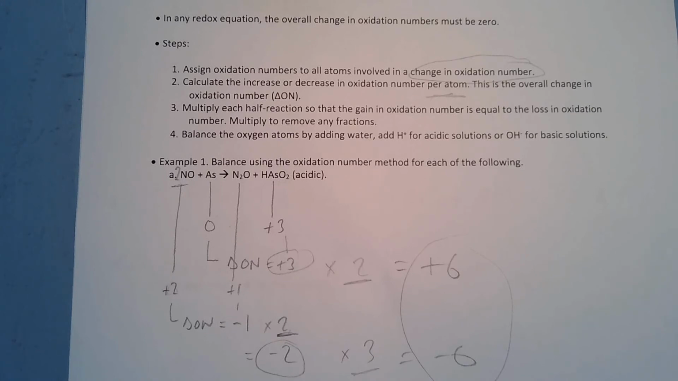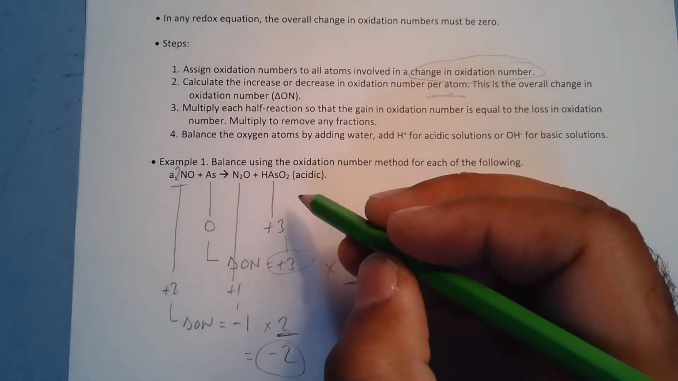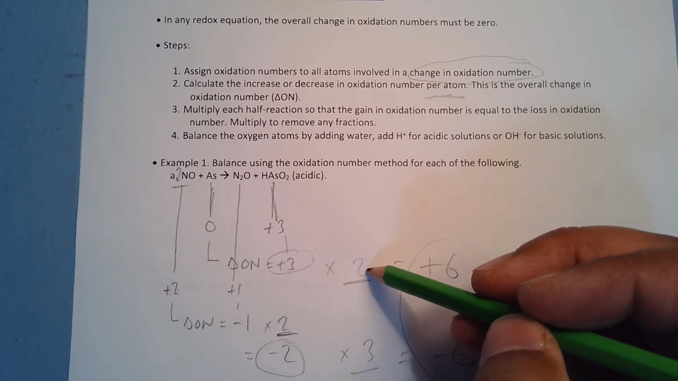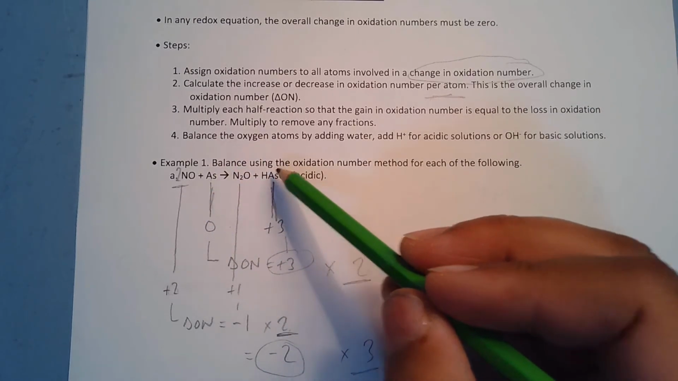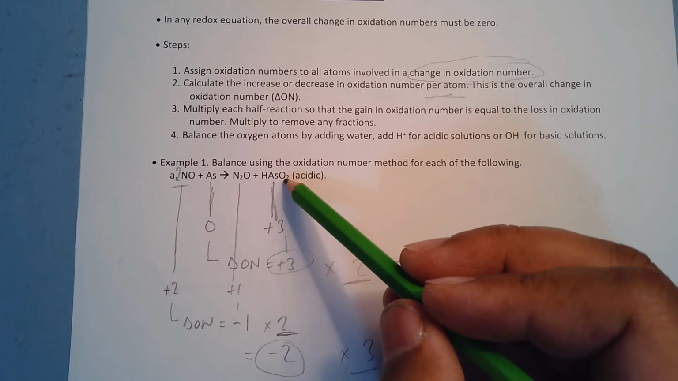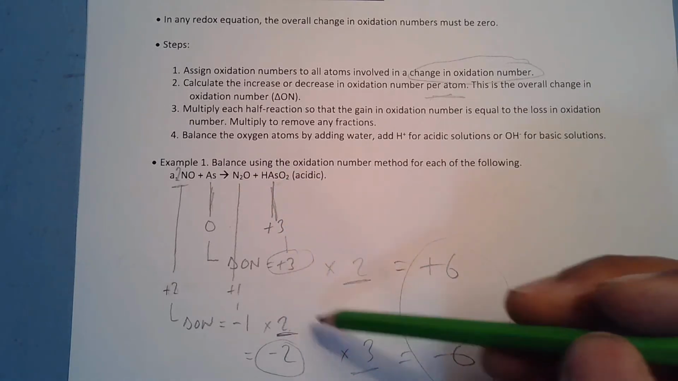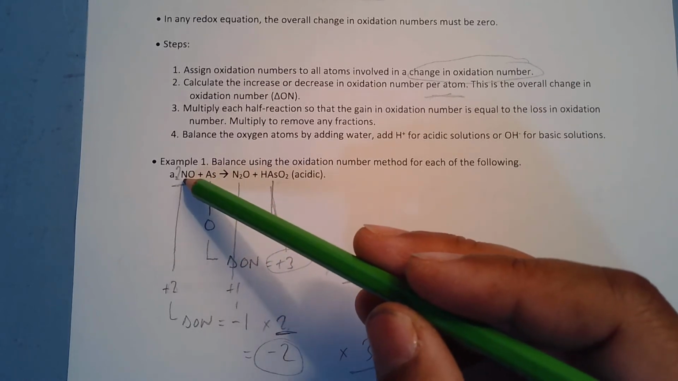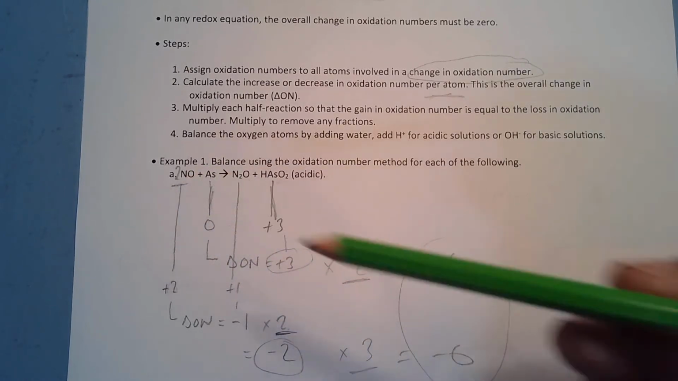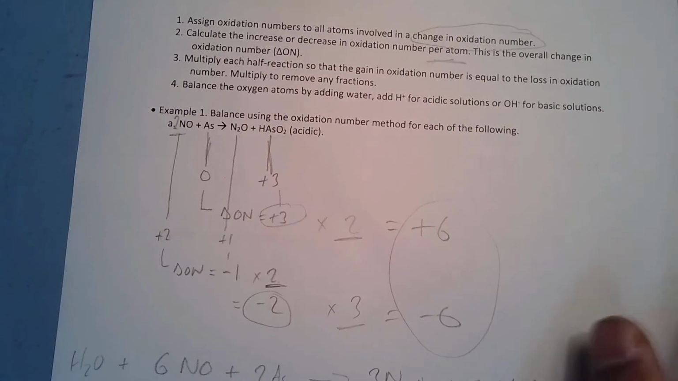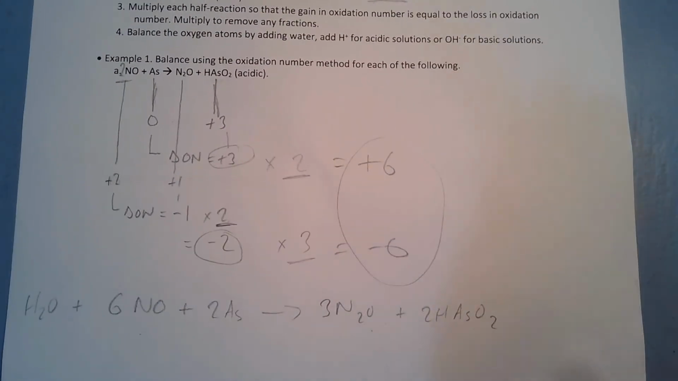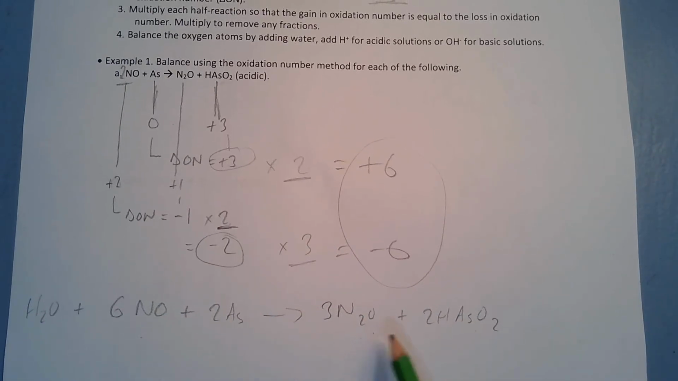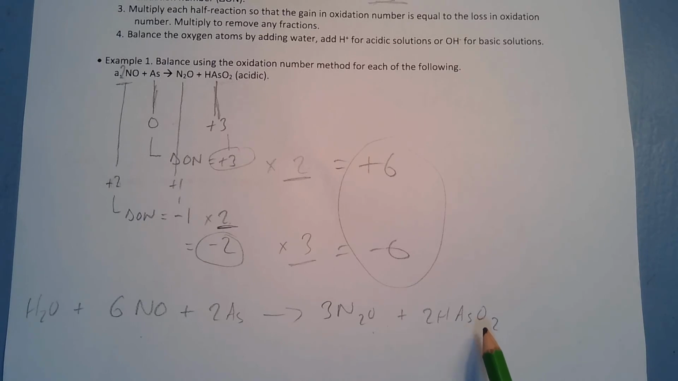Okay, the reason why I draw these lines down here is so I know this one I'm going to be multiplying by 2. That means I'm going to put a 2 in front of As and a 2 in front of HAsO2. And this one I'm going to be multiplying by 3. So this is going to become 3N2O4 I mean 3N2O, and then there's already a 2 here, so I multiply that by 3, so that's going to become a 6. Okay, so I've got 6NO, 2As, 3N2O, and 2HAsO2. So this is acidic.